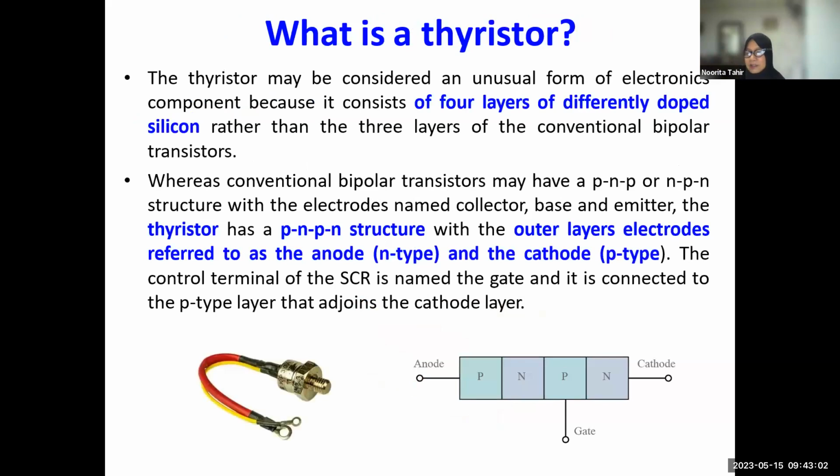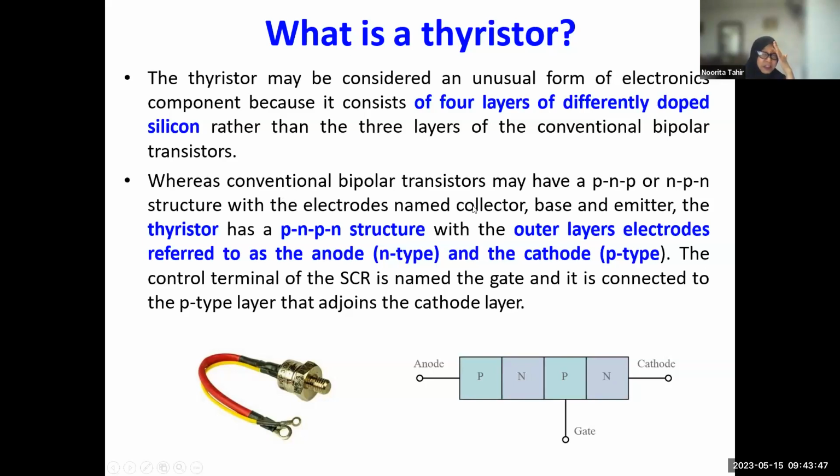Okay, so let's look at the thyristor here. This is the figure of how it looks. This is the arrangement of the thyristor, where it has an anode, cathode, and another one, the gate. It can be considered as four layers of differently doped silicon rather than the three layers like our bipolar BJT.